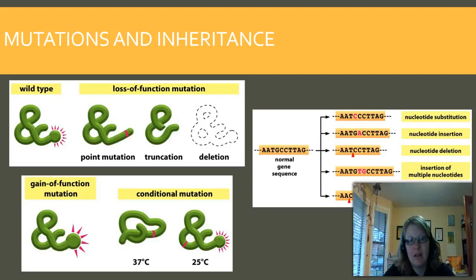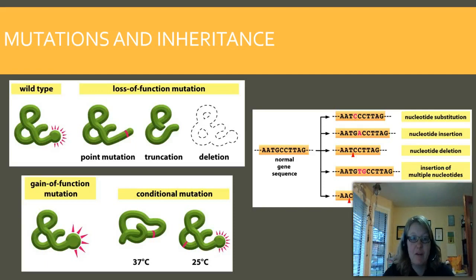And then we have 3 types of loss of function mutations. This is where we have a point mutation, which is the insertion of a nucleotide or something like that, or changes the base so that we have a different amino acid. We have a truncation, where the stop codon is there earlier. And we have deletion, where it doesn't work at all.